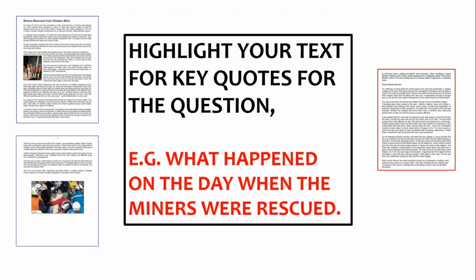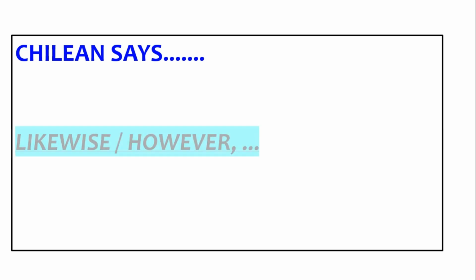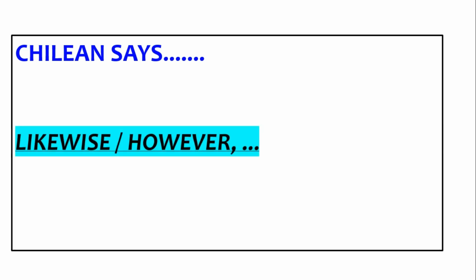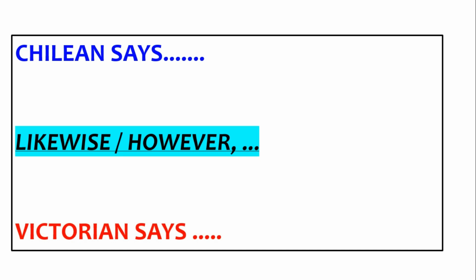In this question, if I was you, you're highlighting the text for anything that happened on the day the miners were rescued. Then we're going to set it out like this. Say what the Chilean article said, then tell me if it's likewise or otherwise, and then the Victorian. So say, for example, I said in the Chilean article, all the men survived, and that was the same in the Victorian article. So I put in the Chilean article, all the men survived, give a quote. Then I put likewise, and then say in the Victorian article, everyone survived, and then give a quote.